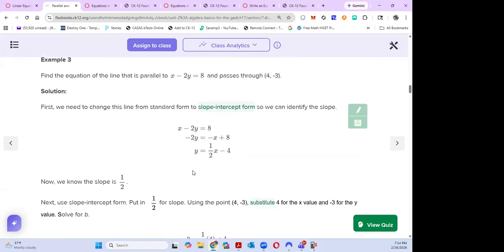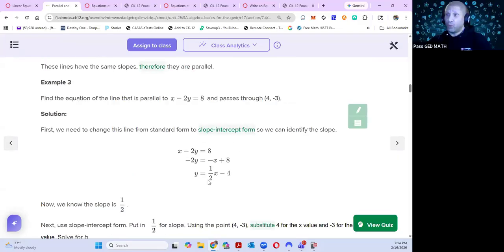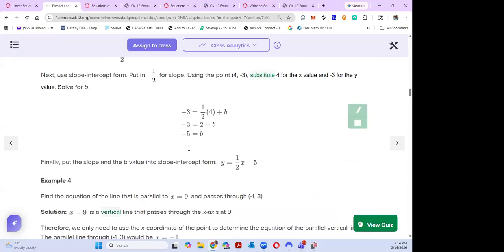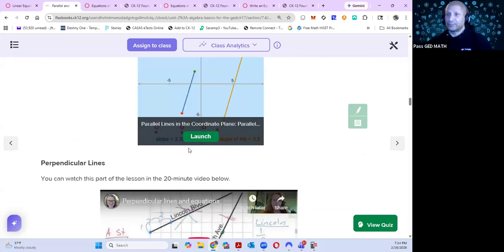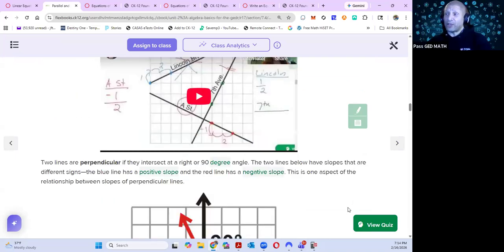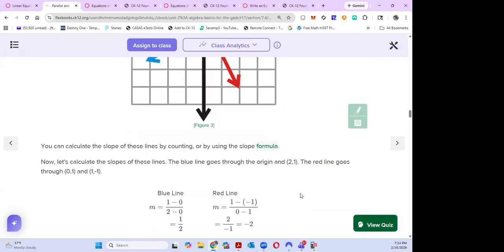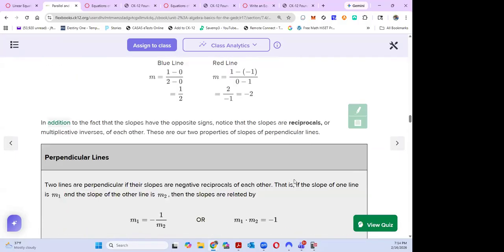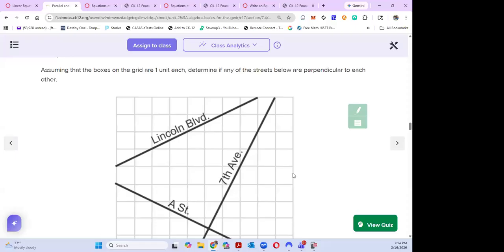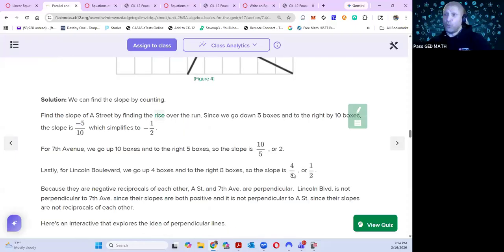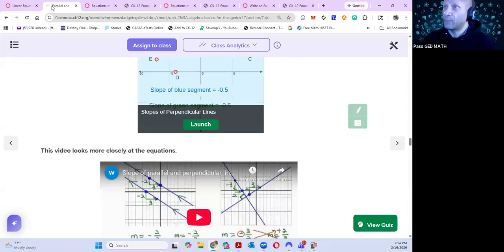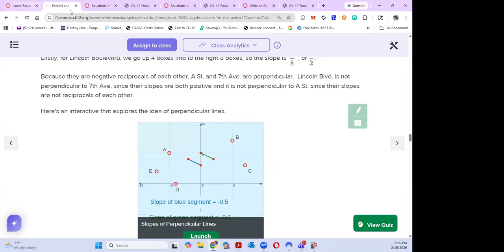All right. So, okay. The slope-intercept form. y equals 1/2 x minus 4. We know the slope is 1/2, right? Look at that. It goes step by step. Then at the bottom right corner, see where it says view quiz? There's practice. It's explaining everything you need. Even word problems.